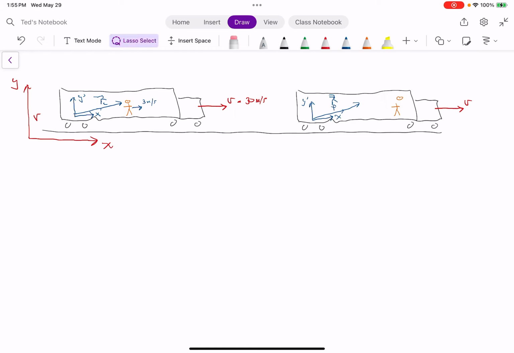Okay, so if he's moving inside the truck, and I don't want to make him headless. If he's moving inside the truck, then of course his position inside the truck is going to change. That means he's going to have a different R final.